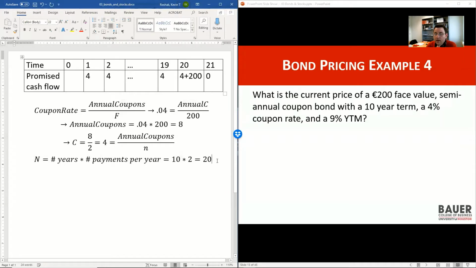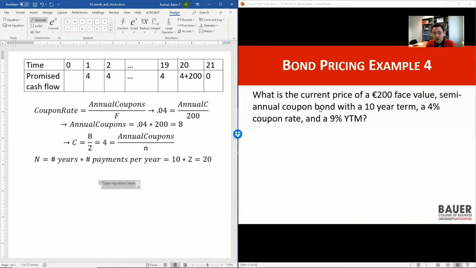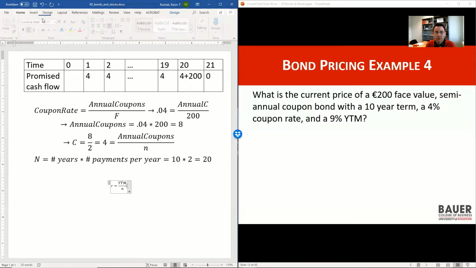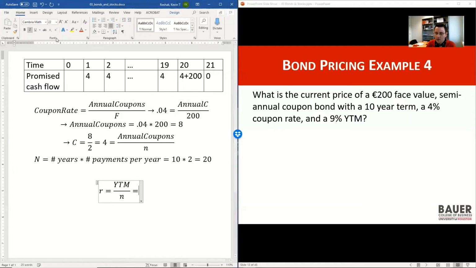The next thing we have to do, because these are 6-month payments, we don't want to use a 1-year discount rate, so we have to modify our R. So we have 9% divided by 2, so the discount rate we're going to plug into our bond pricing formula is 4.5%.